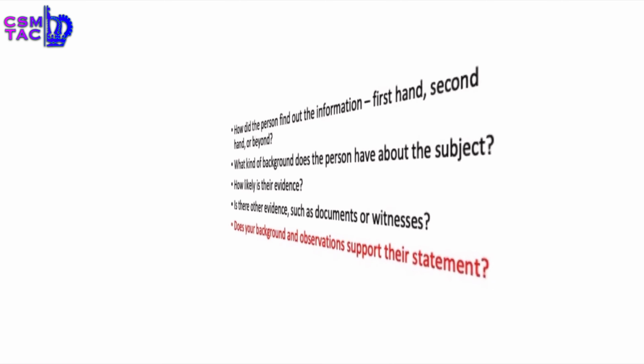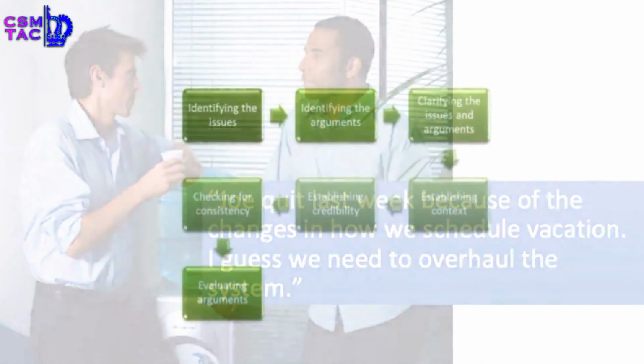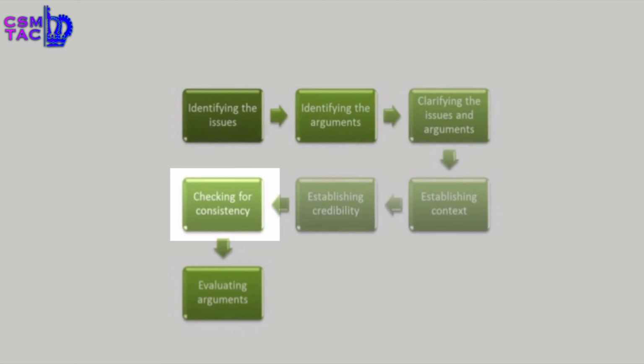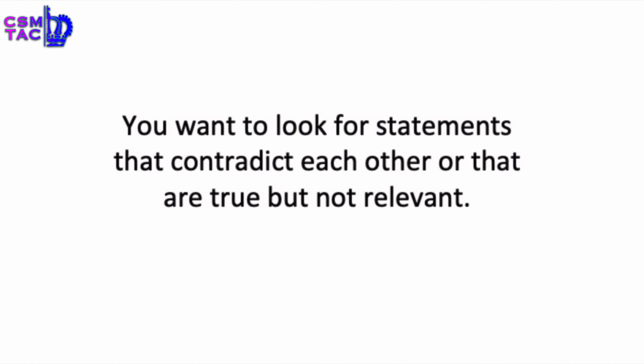Continuing with the example of Joe, you'd probably feel differently about your coworker's statement, depending on whether the coworker had spoken to Joe themselves or overheard someone else talking about it in the lunchroom. Next is consistency. Finally, look through the argument for consistency. This is particularly important for formal reports, long emails, or complex documents. You want to look for statements that contradict each other, or that are true but not relevant.